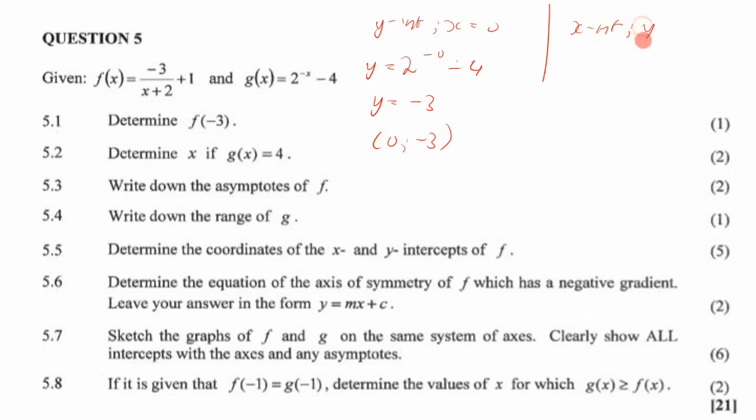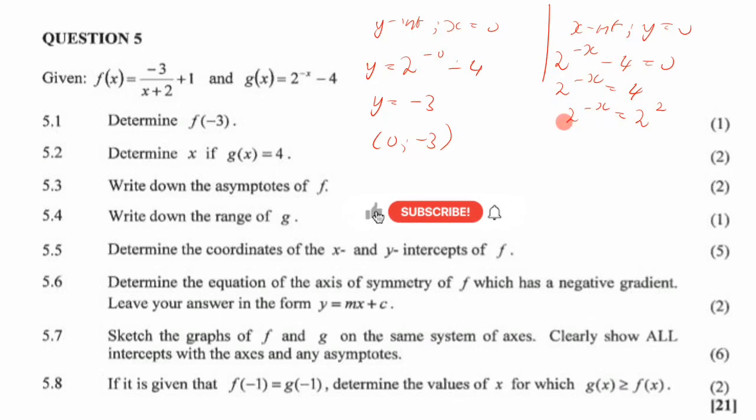For the x-intercept, we make y 0. So we have 2 to the exponent of negative x minus 4 is equal to 0. Then we can take this 4 and transpose it to the right-hand side. But then remember, we can write this 4 in terms of exponents. So this is 2 to the exponent of 2, because we want the bases to be the same so that we drop the exponents. So at this point, we can divide by negative 1 on both sides. And then this is negative 2. So we have (-2, 0). Now we have the x and the y-intercept for the graph of g.